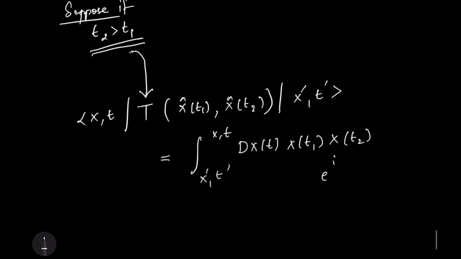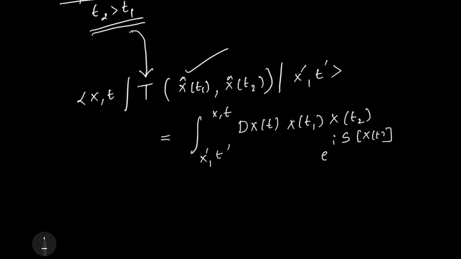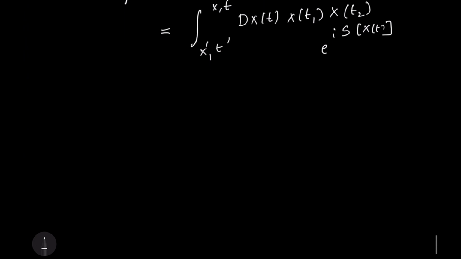So e raised to I s x of t. Okay, so time ordering ensures that x with larger time always sits in the front. Therefore, in the path integral, the time only goes forward, then the time ordering naturally arises in path integral.